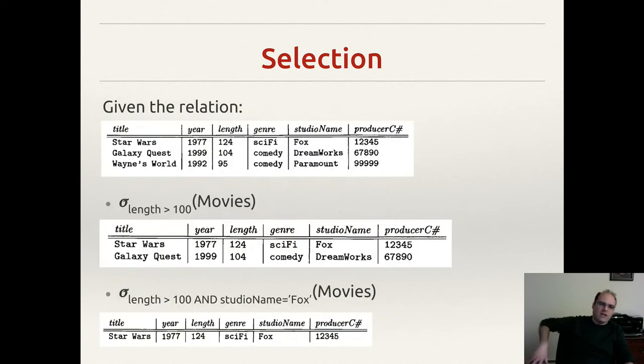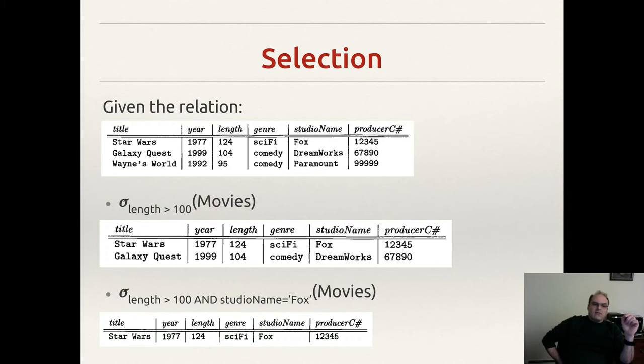So here is, again, an example. So we have our relation, which is, we have Star Wars, Galaxy Quest, and Wayne's World here. Again, it's our movies. Now notice we're not limiting attributes. In my results here, I have all the same attributes, but we're limiting rows. So the first one here, I have length is greater than 100, right?